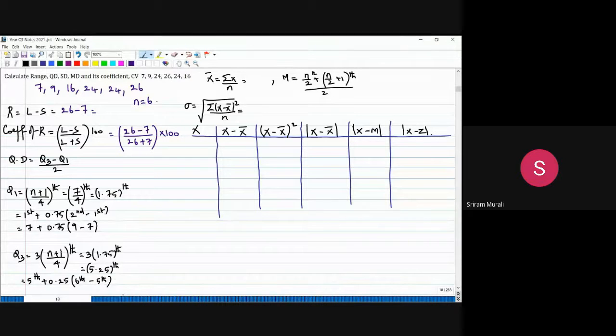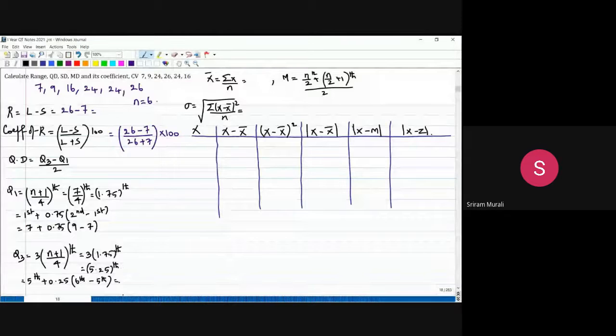Q3 formula will be 3 into n plus 1 by 4. N plus 1 by 4 we have already done, 1.75. So 3 into 1.75 will be 5.25. How do you split this? Fifth position plus 0.25 into, maximum it will go to 6 and minimum is 5, because 5.25 lies between 6 and 5.